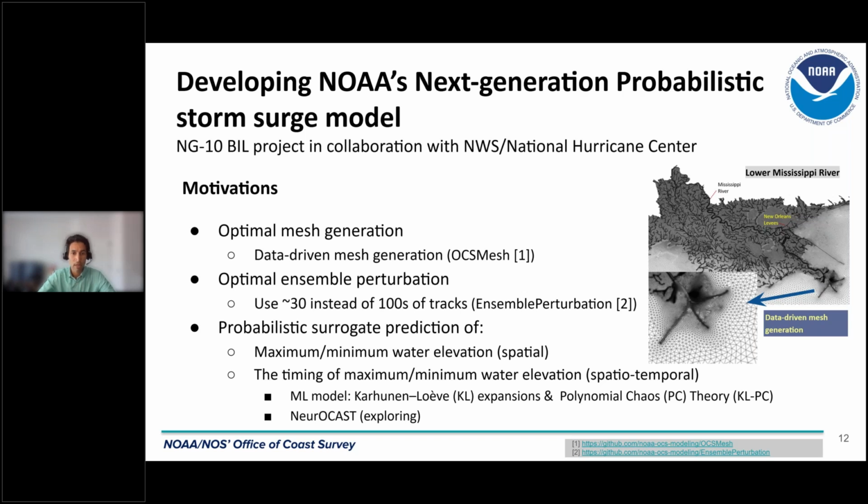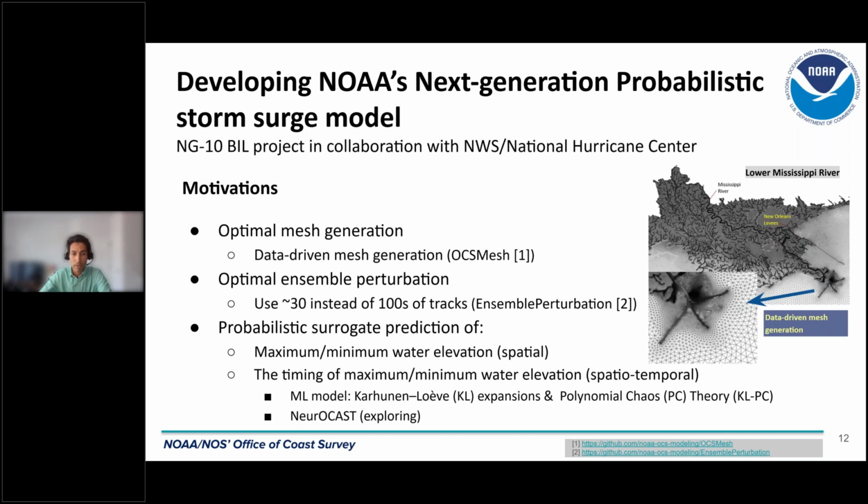We also developed a probabilistic surrogate model for prediction of maximum and minimum water surface elevation, as well as the timing of when these maximum or minimum water elevations might occur. The developed surrogate model, based on a few ensemble members, makes the probabilistic prediction and uncertainty quantification much faster and cheaper than using hundreds of ensemble members.